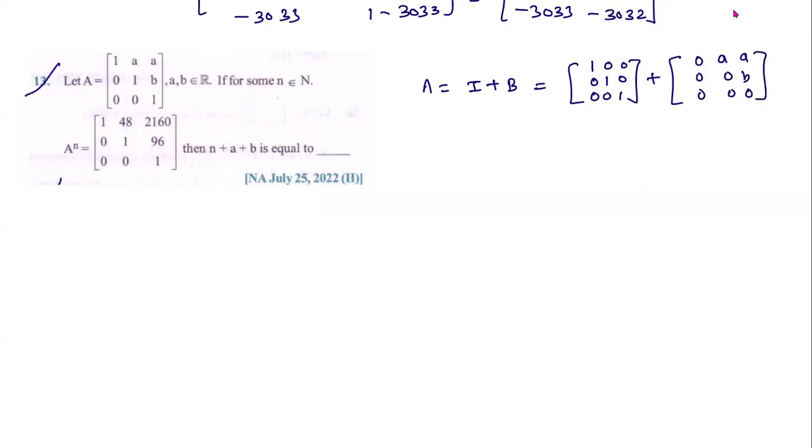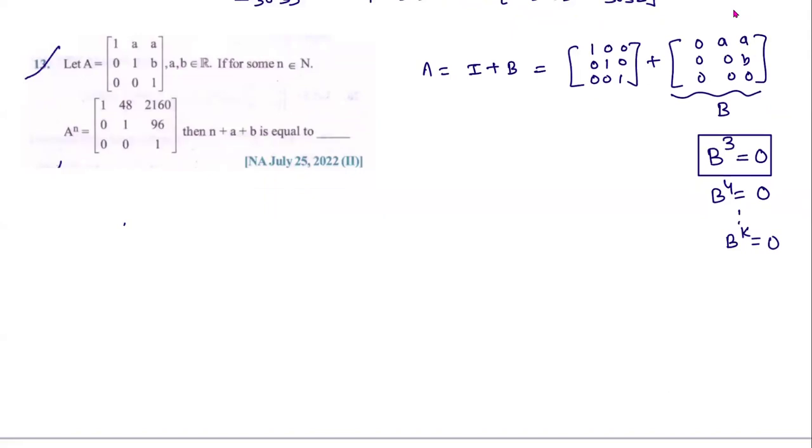Now we can apply the formula I plus NB plus N. Upper triangular matrix of which order? Sir, 3 by 3. Then we know if this is an upper triangular matrix of 3 cross 3, then B power 3 must be O. Yes, sir. If B power 3 is O, then B power 4 is also O. Similarly, B power K is O. Remember? Yes, sir. So, if we need to find A power N, then you need to find I plus B power N. That result is I plus N into B plus N into N minus 1 by 2 into B square. Now, only you need to find B power 2.